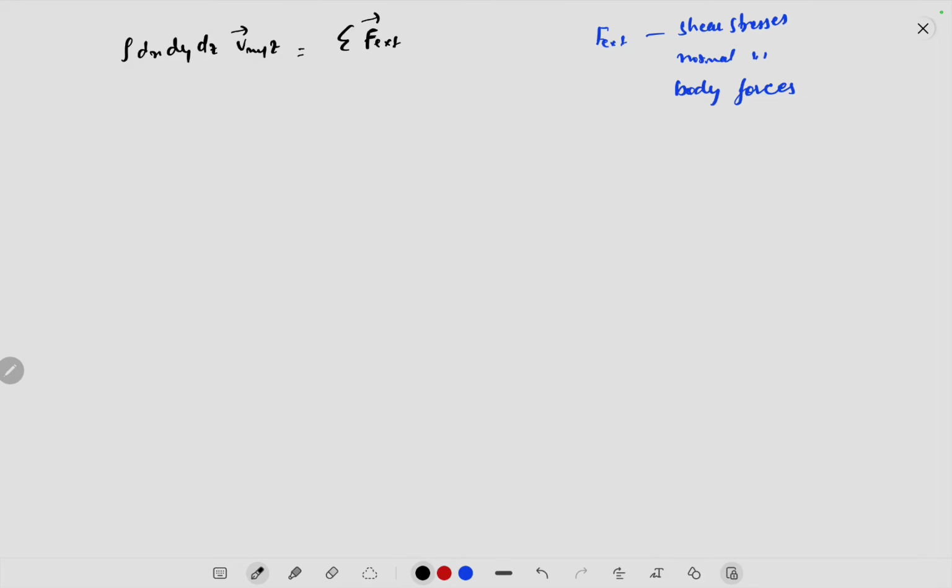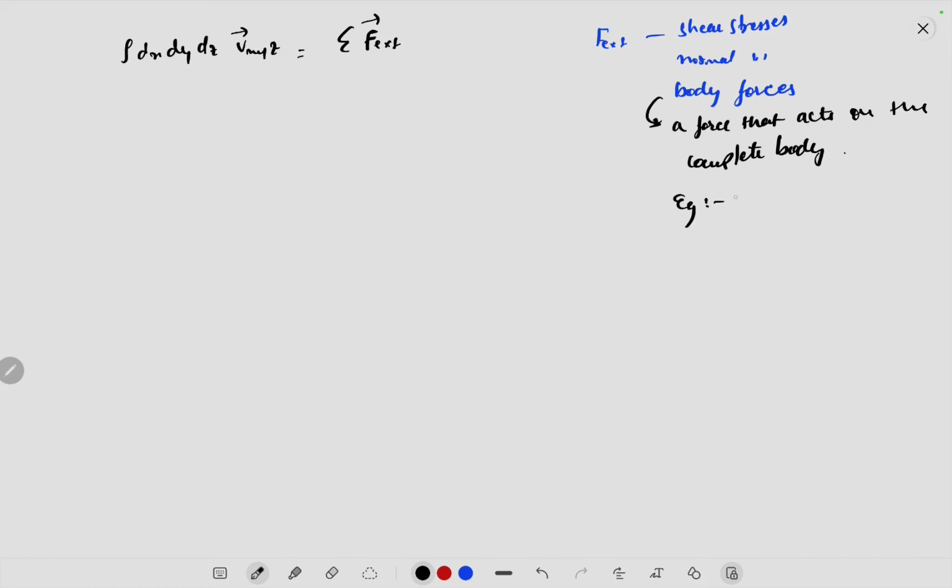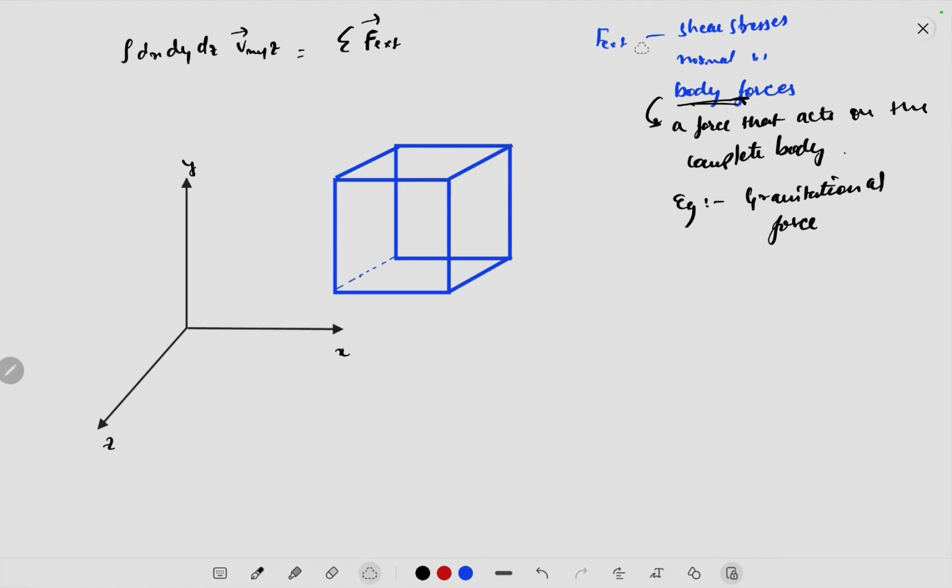So I think it's the correct time to tell you what a body force is. Body force is nothing but a force that acts on the complete body. What is the example of this? It's gravitational force, right? The weight of the body is an example of the body force. Okay, so now to write these stresses, what I need is the area vectors.